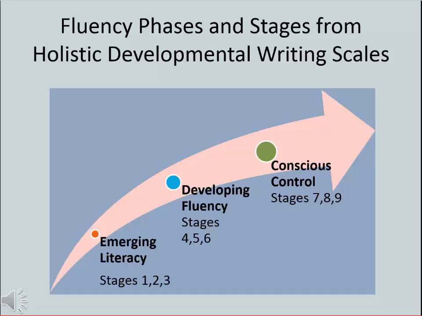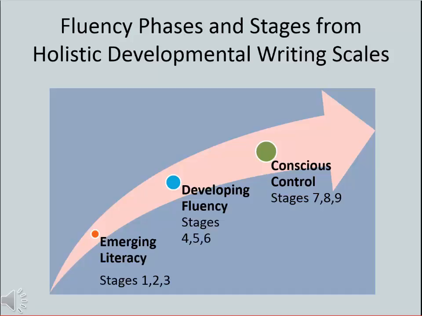Following the emerging literacy phase, which has three distinct stages, there's the developing fluency stage. This is a stage where students might stay for quite some time. Hopefully, they achieve the developing fluency stage somewhere at the end of kindergarten, perhaps the beginning of first grade, and they work their way through to become increasingly fluent in their writing, increasingly capable of expressing anything that they want to say.